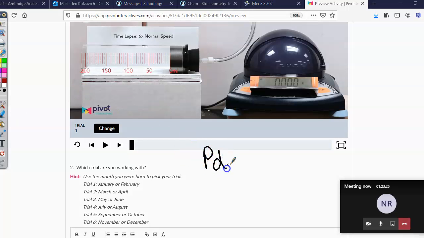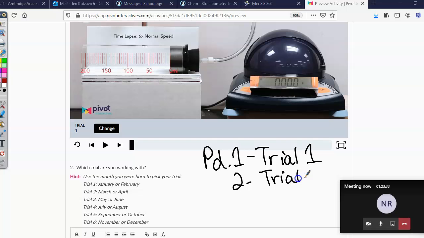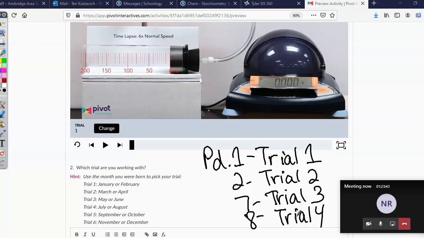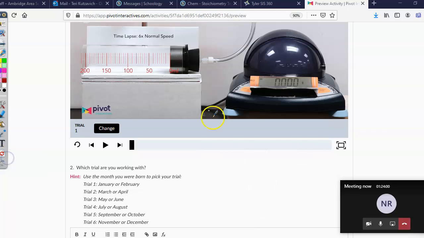Yours doesn't change. Period 1, trial 1. Period 2, trial 2. Period 7, trial 3. And period 8, trial 4. There we go. All right. So I guess you're period 2, you're trial 2. I'm losing my mind today. That not working just threw me over the edge. So you're period 2, trial 2. All right.